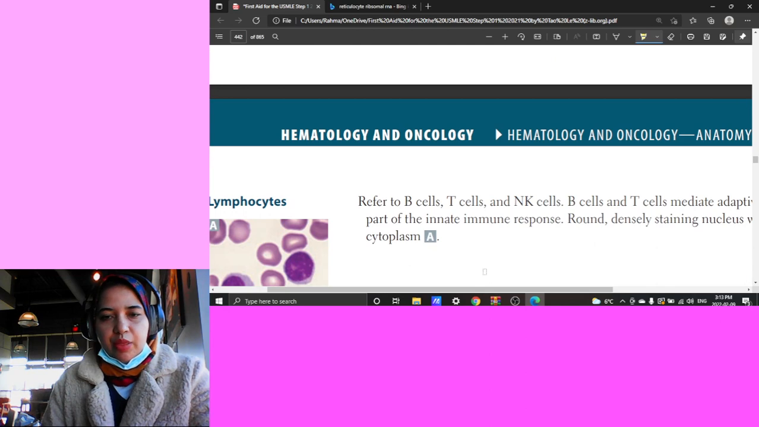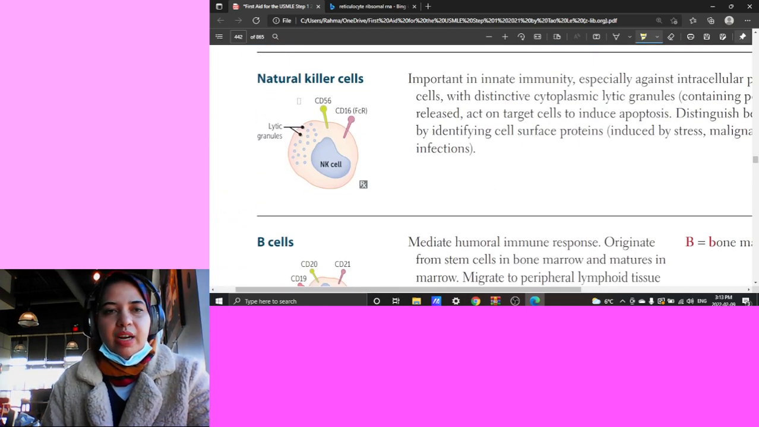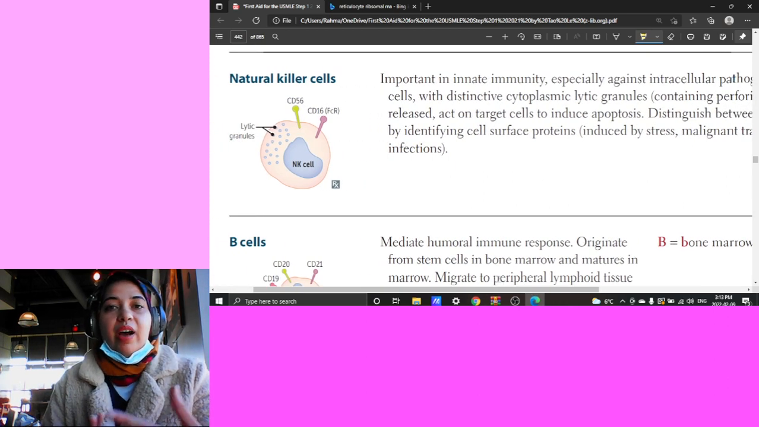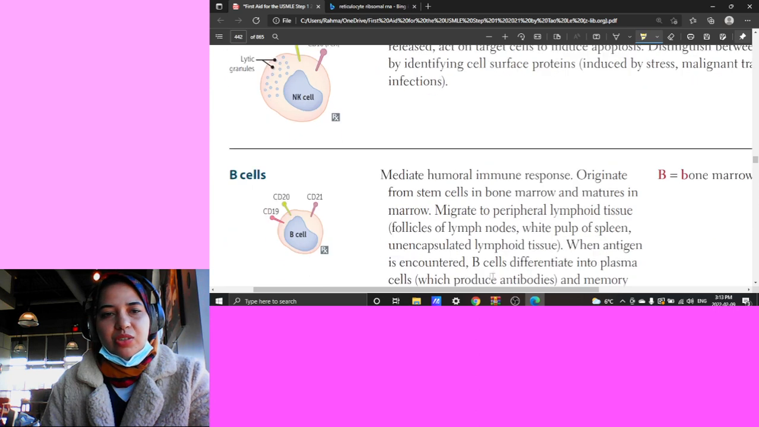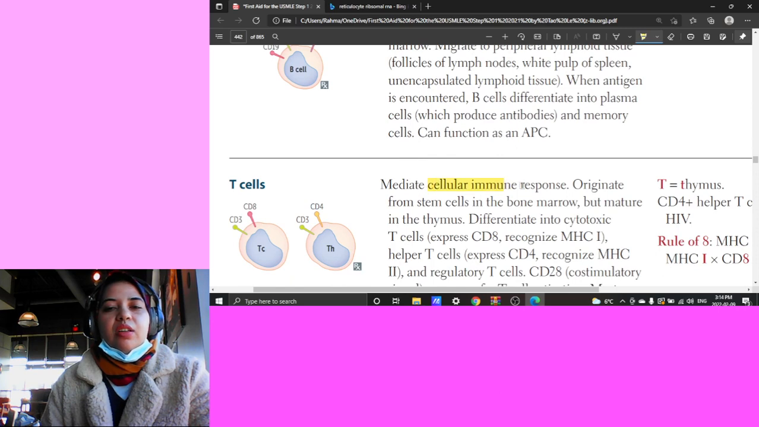Next, we're only trying to get through these high yield things as fast as possible. So we have lymphocytes, and we're going to discuss them right now. You have the natural killer cells, which are important for innate immunity. They kill the big guys, the viruses and the cancer cells. You have B cells, which are part of the humoral immune response, and then you have T cells, which are part of the cellular immune response.